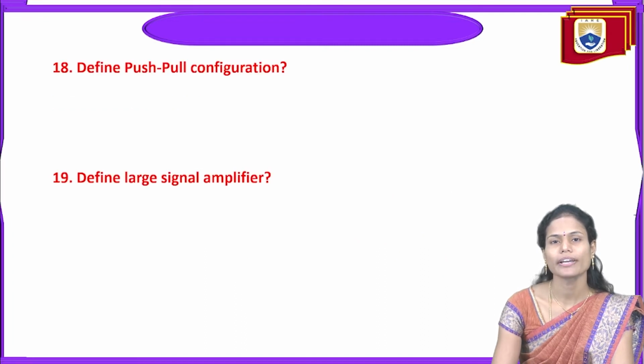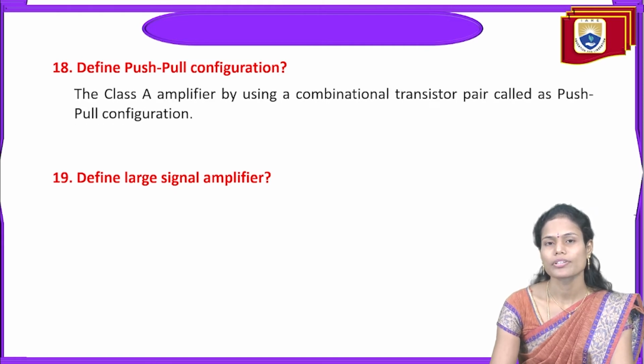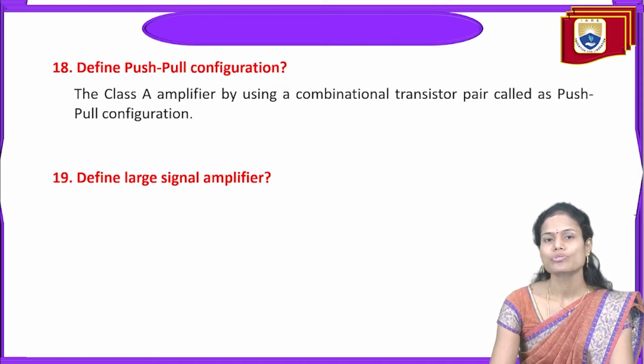And next, define push-pull configuration. So here push-pull configuration is one of the types of class A amplifier. If the class A amplifier uses a combination of transistor pair, it is called the push-pull configuration. In this case, we are going to utilize two transistors and one transformer. Depending upon the applied input signal, any one of the transistors will be active and that will provide the output. So that's why we are calling it the push-pull configuration.